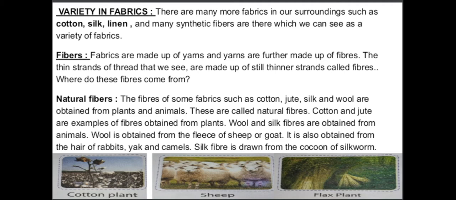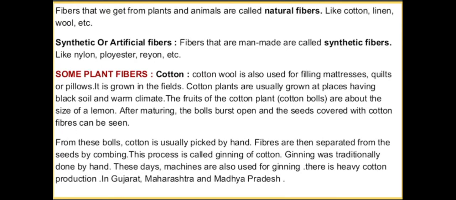Cotton and jute are examples of fibers obtained from plants, and wool and silk fibers are obtained from animals. Wool is obtained from the fleece of sheep or goat. It is also obtained from the hair of rabbit, yak and camels. Silk fiber is drawn from the cocoon of the silkworm. That means fibers that we get from plants and animals are called natural fibers, like cotton, linen, wool, etc.